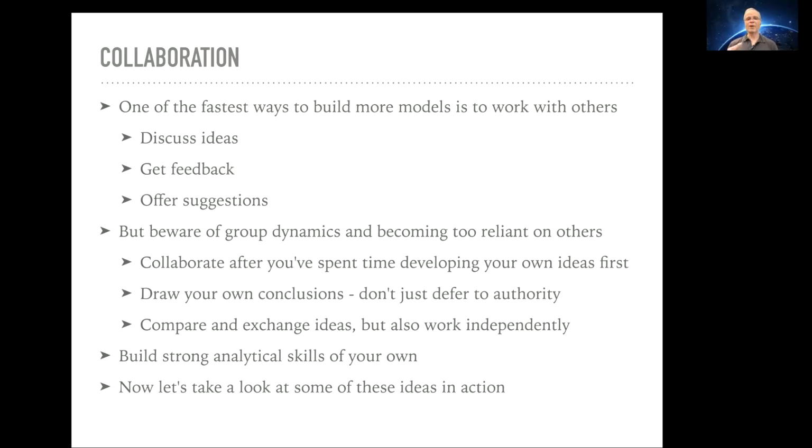Really, collaboration works best after you've spent time on your own trying to solve the problem and struggling and developing your own ideas first, okay? Draw your own conclusions without deferring to authority. Then come together and compare notes and learn from others and update your ideas, and then go back and work independently again. So that going away, working independently, coming back together, exchanging ideas and knowledge is going to be very efficient because you've worked independently.